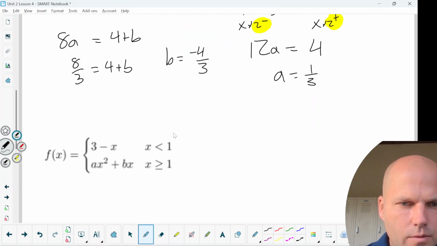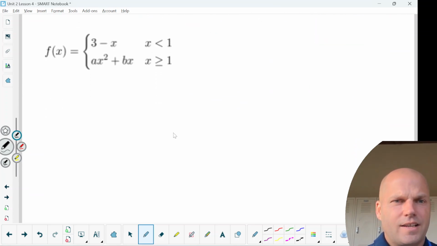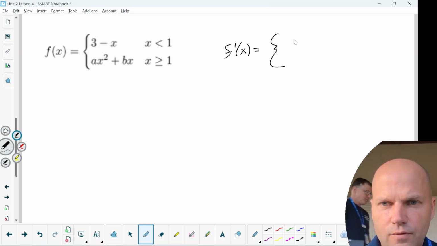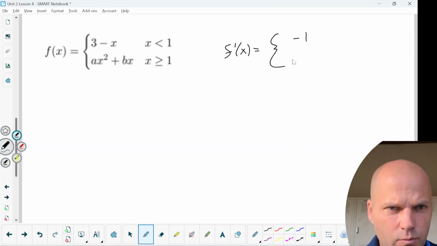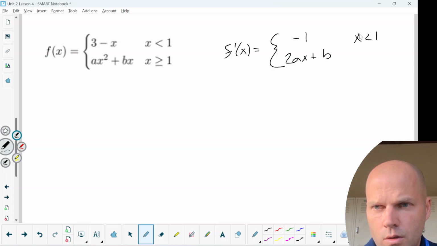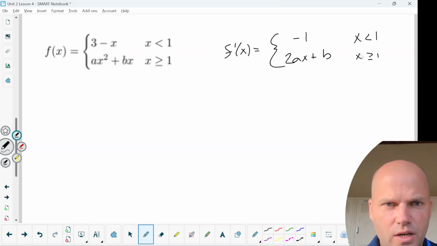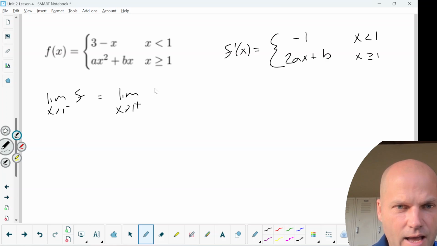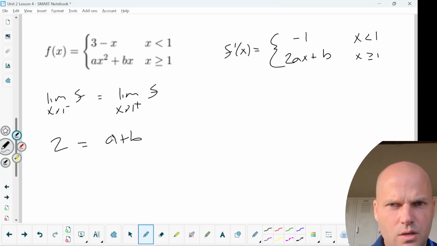So let's try another one. x equals 1. Well, we have the y coordinates everywhere. Let's have the slopes everywhere. We'll have the slope is negative 1, and we'll have the slope is 2ax plus b. Constants stick around unless they're by themselves. We want to make sure that the y's meet up, so I will look to the left and right of 1 for my y's. And I'll make sure that my m's agree with each other. So my y's will be 2 equals a plus b.